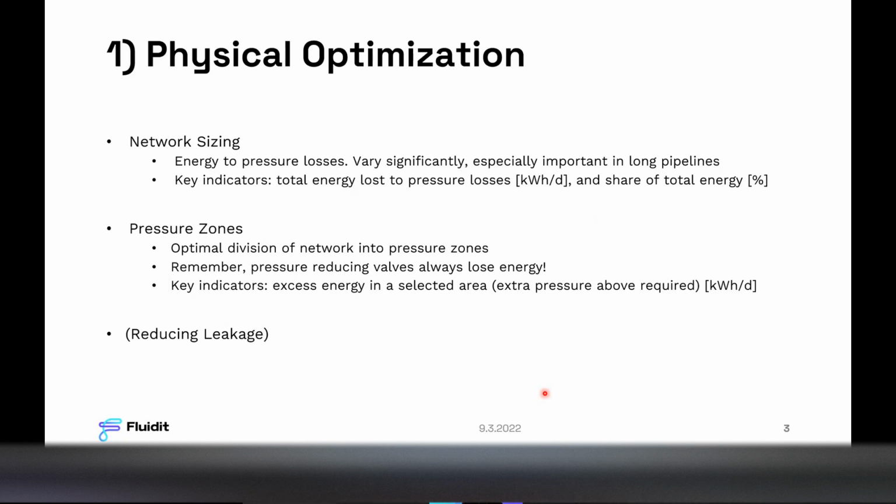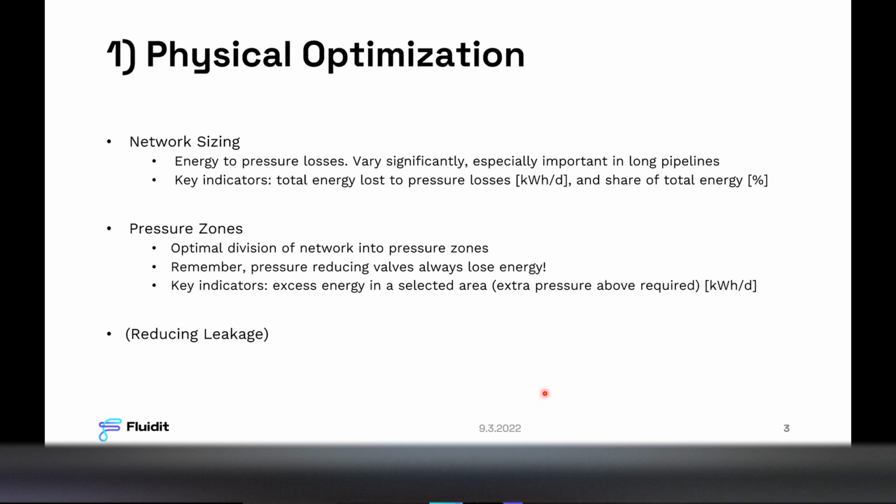Second, I want to pick up pressure zones. So thus meaning the optimal division of network into pressure zones. And from the energy perspective, obviously we have the minimum pressures. So we'll be looking at ground elevations and pressures in the traditional sense, but from the energy perspective.